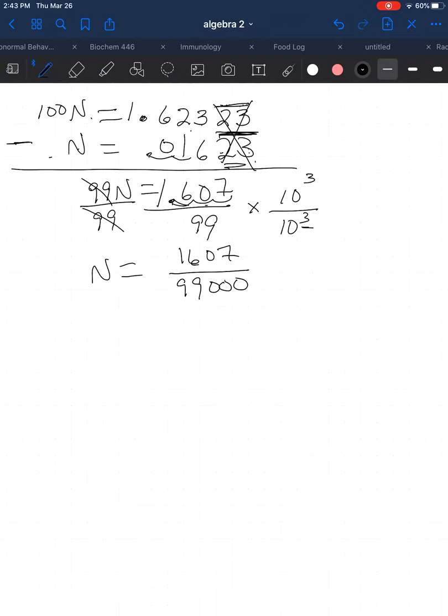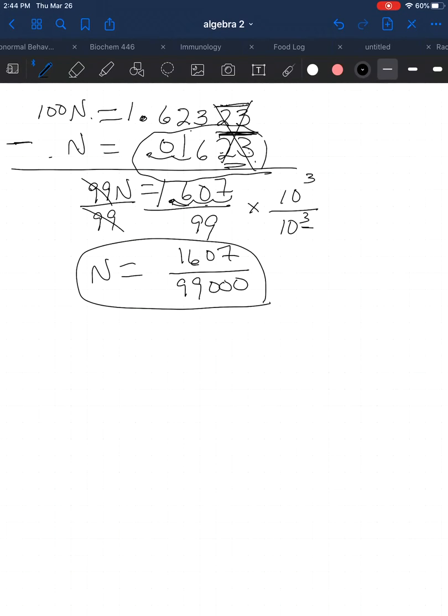So actually, if you take your calculator and divide this by this, you should get 0.0162323232323 as long as your calculator will print it out. So we just proved that this repeating number right here is actually equal to this ratio of two integers.